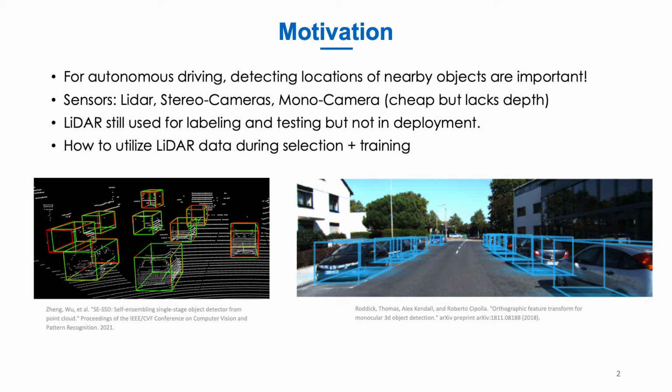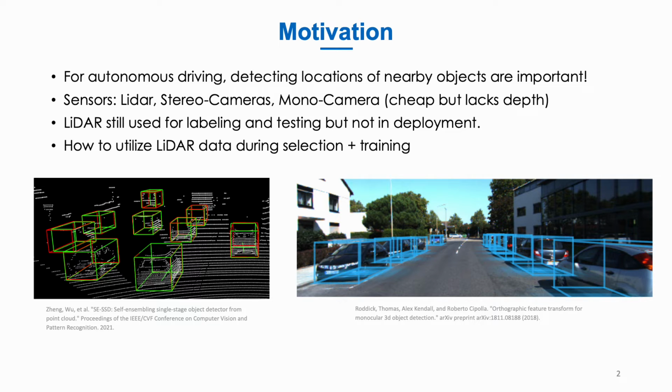First, I would like to start by giving a bit of an overview about the problem and our motivation for the paper. For autonomous driving tasks, tracking locations of nearby objects is quite important. Here there are multiple sensors that can be used, which could be LiDAR, stereo cameras, or a monocular camera, which offers a cheap alternative, but it lacks the depth information. So typically, the monocular camera is quite a common sensor deployed in autonomous driving.